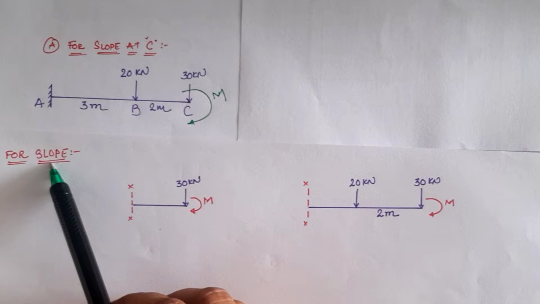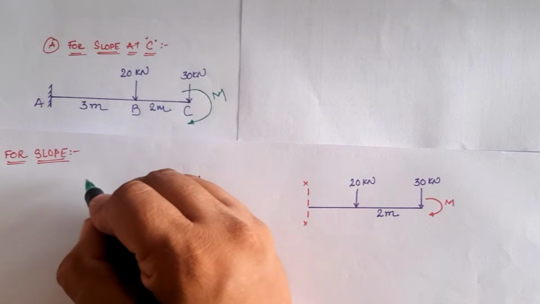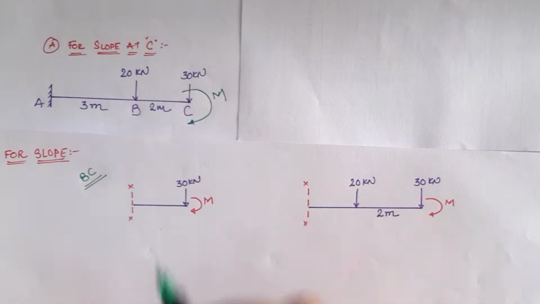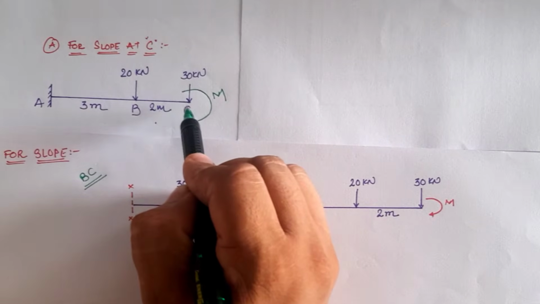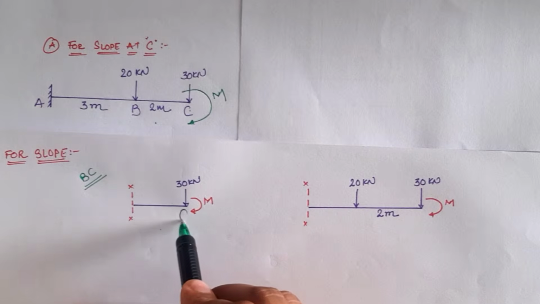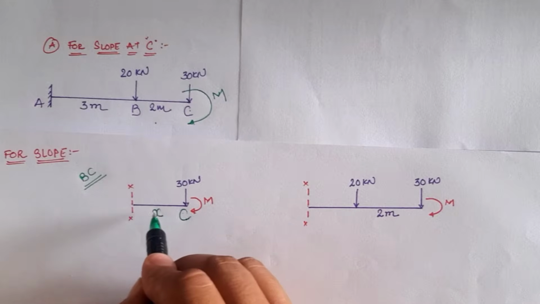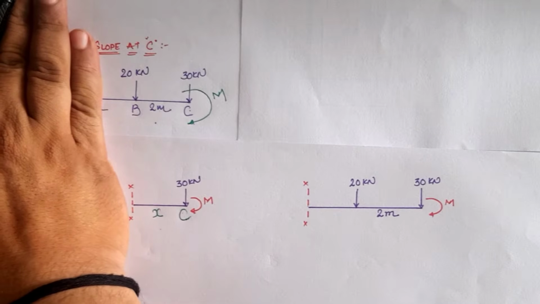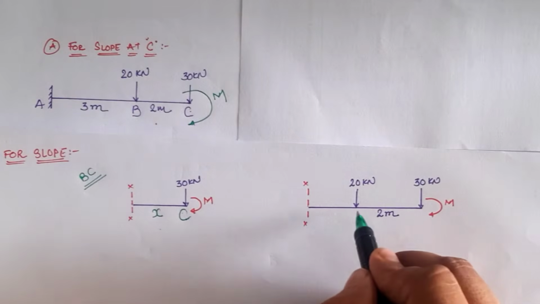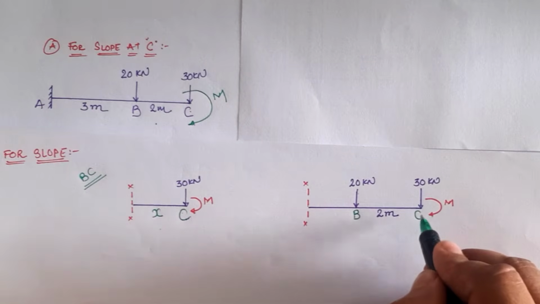For calculation of slope, we will have two segments, which are A to B and B to C. So let us calculate the moment with respect to the B to C segment. We will have the section in between B to C, and if we take the origin at C, then this cross section is as shown in the figure, where the origin is C and the distance is x meter from location C. While for the A to B segment, if we take this section in between A to B and take the origin as B, then the cross section looks like this, where at location B a 20 kilonewton point load is there, and at location C a 30 kilonewton point load is there.